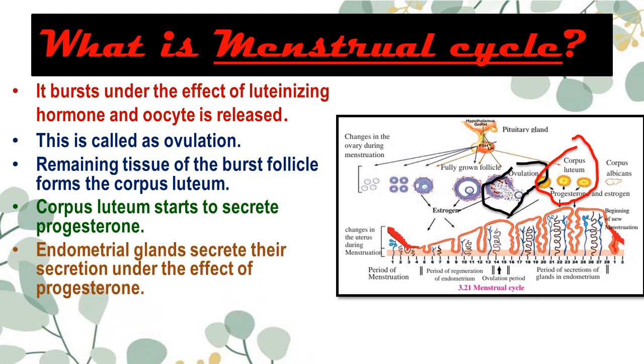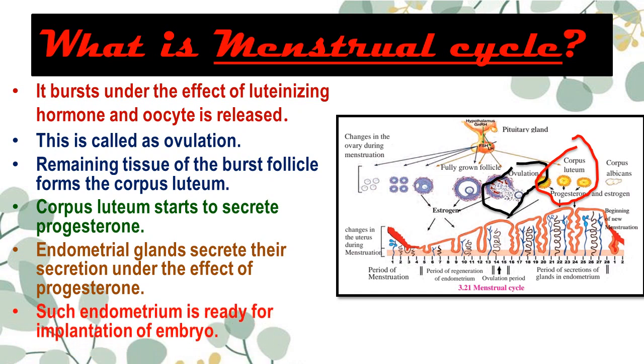And the endometrial glands, that is the glands which are present in the lining of the uterus, secrete their secretion under the effect of the progesterone hormone, and such endometrium is ready for implantation of an embryo. So student, what is implantation? Implantation is a process in which a developing embryo makes contact with the uterine wall and remains attached to it until the birth.